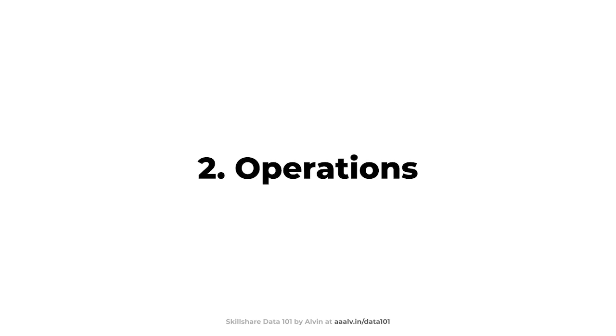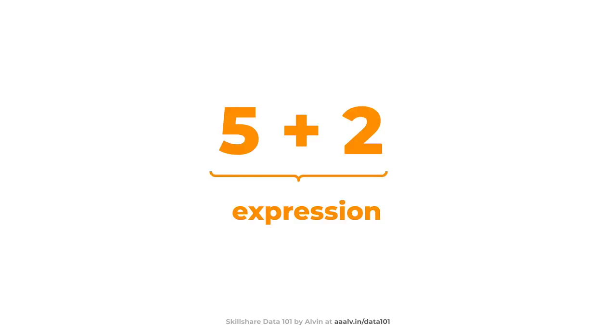There are several ways to operate on these data types. Here is one such expression. You have 2 numbers and the addition operation. As you might expect, once Python evaluates this expression, the expression will have the value 7. Here is another expression. As you might expect, once Python evaluates this expression, the expression will become true.